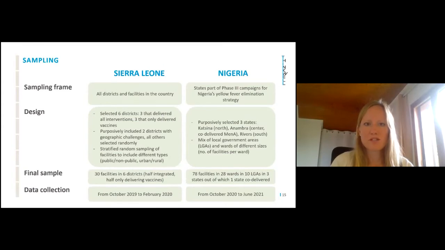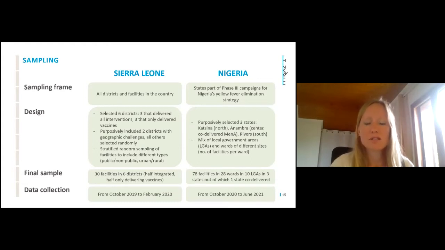So that's the campaigns in general, then our specific sample for the study. In Sierra Leone, we considered the entire country as part of our sampling frame, while in Nigeria, we looked at just the states that were part of phase 3 of the country's yellow fever elimination strategy that I just mentioned, which includes 4 states in total. And out of that, we selected 3 states to cover the north, middle, and south of the country. And below that, we randomly selected local government areas and wards of different sizes.